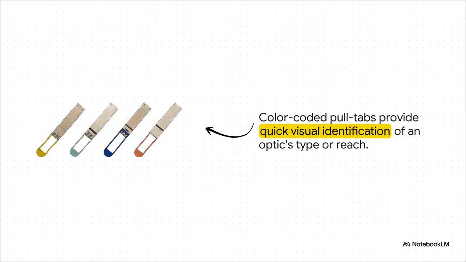And hey, here's a fantastic pro tip for you. Always check the color of the pull tab. It's actually an industry-standard code that gives you a super quick visual cue about the transceiver's reach or type. And trust me, when you're staring at a switch that's completely full of these things, it is incredibly helpful.